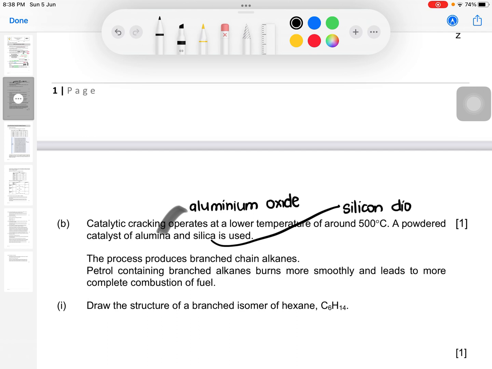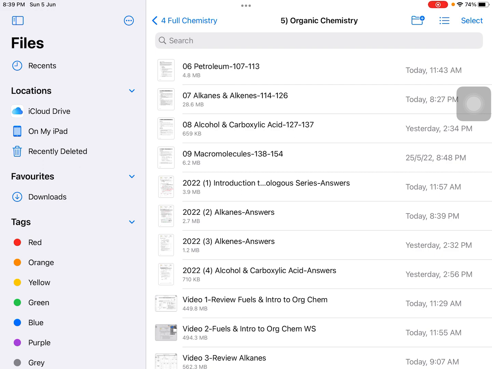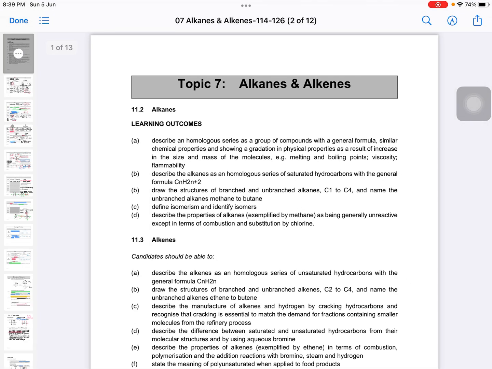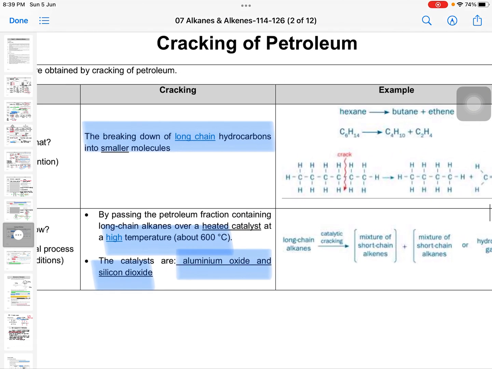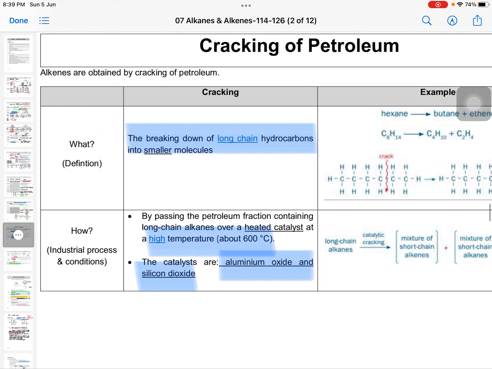So where do I get this content from? If you look at your alkenes notes under the section of cracking, for cracking, the catalyst used is aluminium oxide and silicon dioxide. So for that question just now, if it is said as alumina and silica, it means these two catalysts.